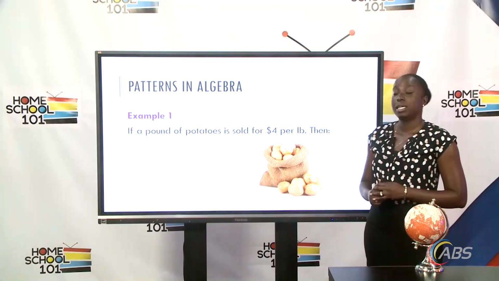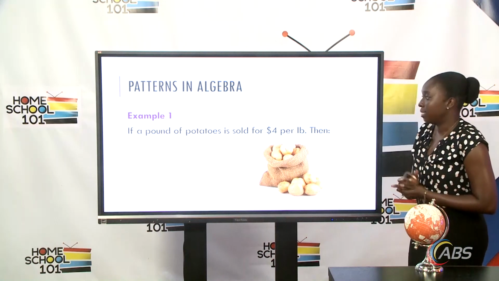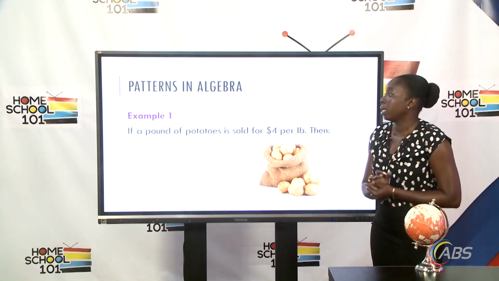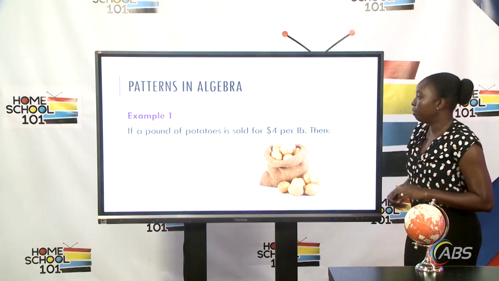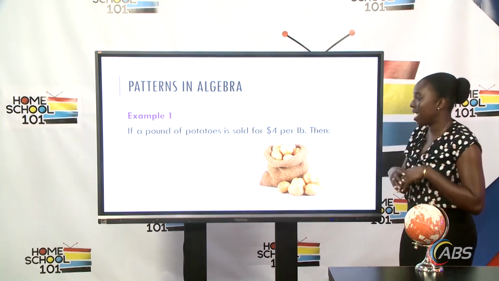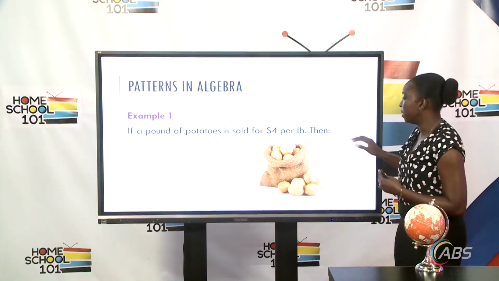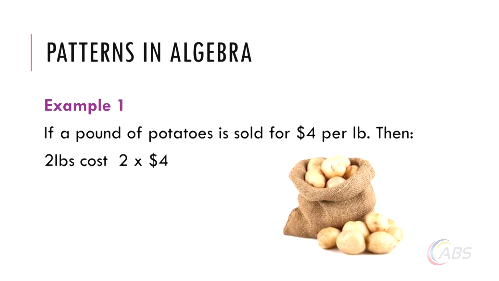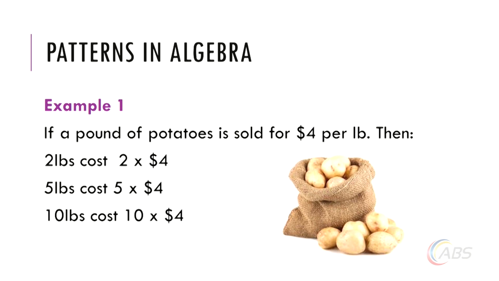All right, so let's talk about some patterns in algebra. Here's the first example. If a pound of potatoes is sold for $4 per pound, then can we find any value that we need, any part of this? So how much is 2 pounds? 2 pounds would cost 2 times $4, because each pound is $4. And we can continue the pattern just like that. So if we wanted to know 5 pounds, it would be 5 times $4. 10 pounds, 10 times $4.